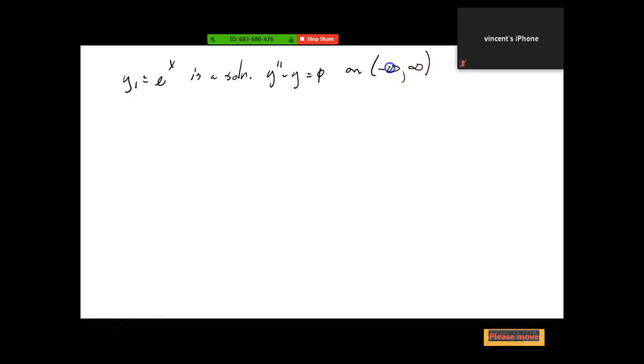And not writing. Okay, from negative infinity to infinity. Now, first, it's pretty easy to show that is a solution, right? Because e to the x is y. The first derivative of that, y prime, would be e to the x. The second derivative would be e to the x. E to the x minus e to the x, sure enough, that's 0. So that is a solution everywhere on that interval, from minus infinity to positive infinity.